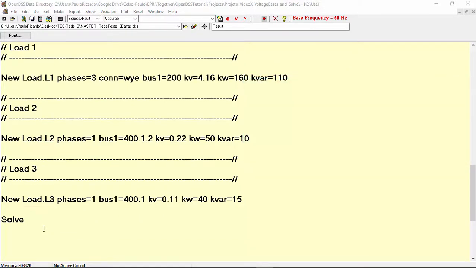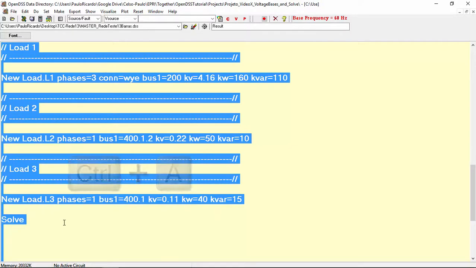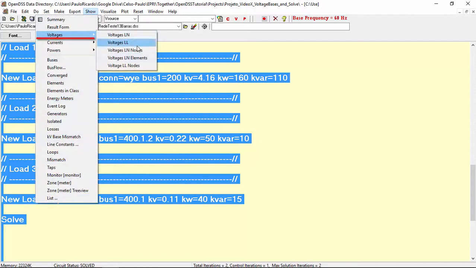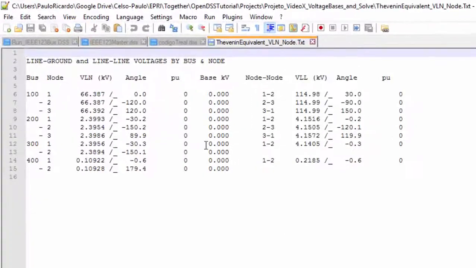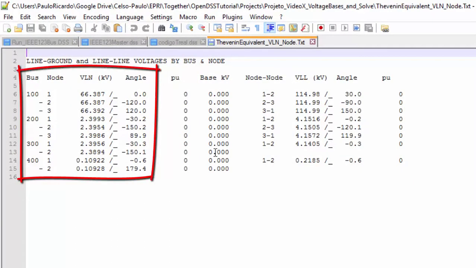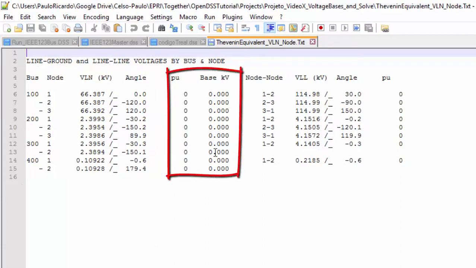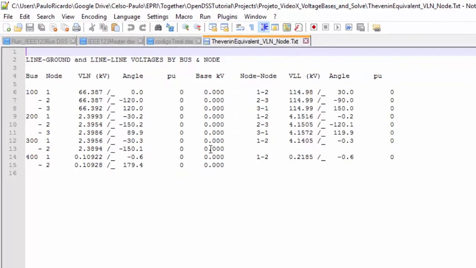Let's solve this circuit by using Ctrl A and then Ctrl D, and check out the voltage and line neutral nodes report available on the Show menu. Looking at this report, we can see that it shows the voltage values in kilovolts. However, it's not showing the voltage results in per unit. We just see zero values for per unit column and base kV column as well.